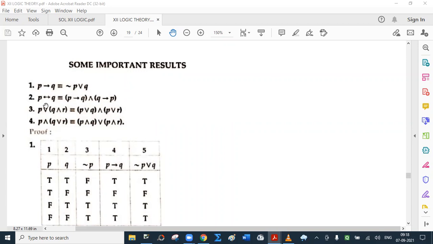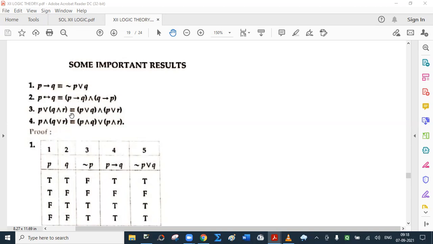Second, we have already discussed P biconditional Q. Why biconditional? Because P not only implies Q, but P itself is implied by Q. So this is biconditional. P implies Q and Q implies P.